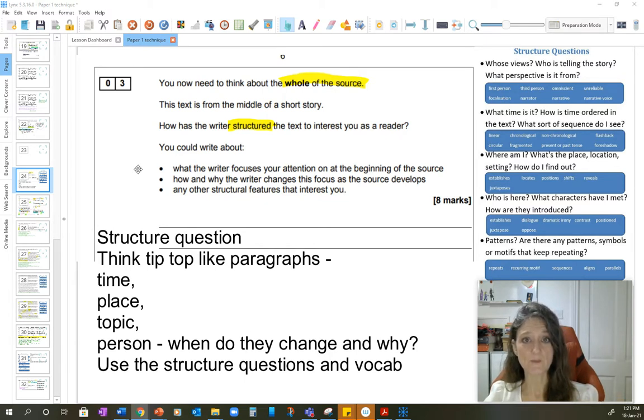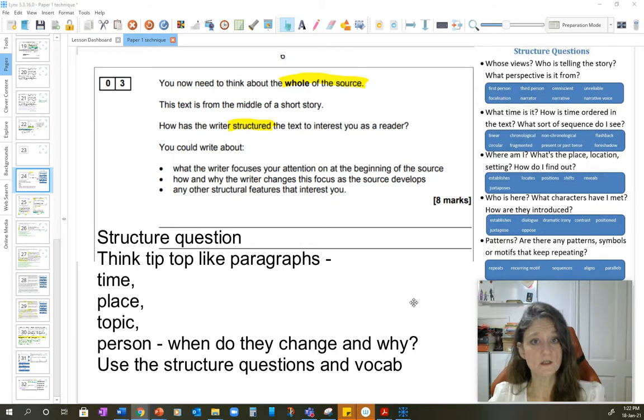Remember that the exam boards specifically choose a certain bit, like where they're going to begin it, and they'll do that on purpose so that you've got something powerful to write about straight away. Next bullet point, how and why the writer changes this focus as the source develops. So that gives you a really good steer as to these questions here, or these slightly simpler questions here.